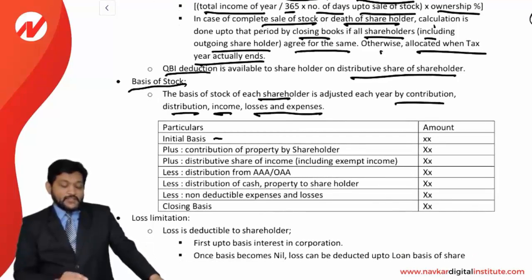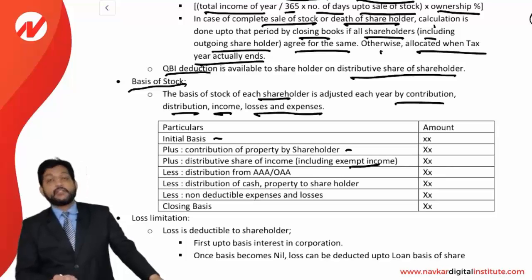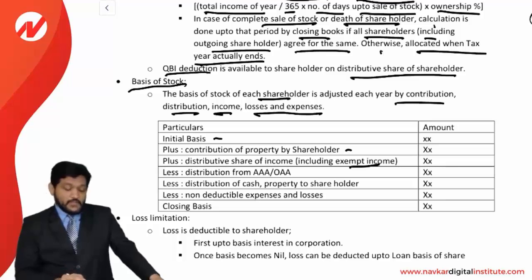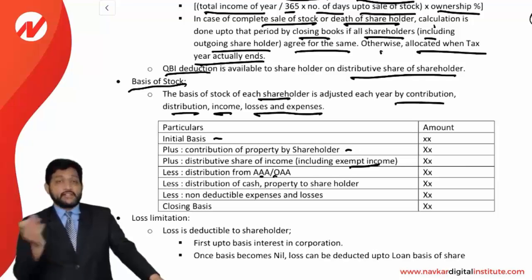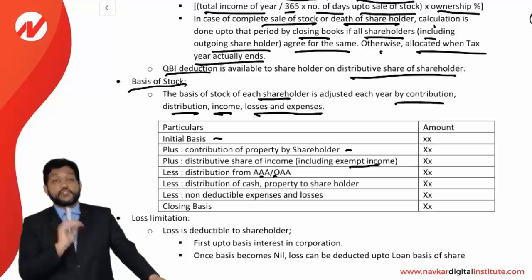Just say for example, initial basis plus contribution of the property by shareholder. Whatever property shareholder is contributing to the corporation, it will be added to his basis. Plus distributive share of the income, including exempt income. Exempt income will also be included in the part of initial basis. So it will be added to that. Share of ownership of the shareholder, that part of income will be added to his basis. Plus distribution from AAA and OAA, that we will discuss in the next chapter. That is AAA and OAA, nothing but accumulated reserves of the organization when it is shifting from C corporation to S corporation. That is called AAA and OAA. That will be discussed in the next chapter.